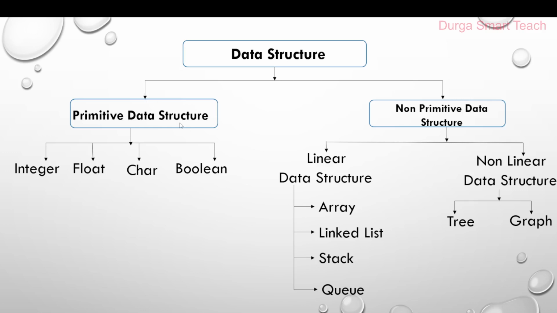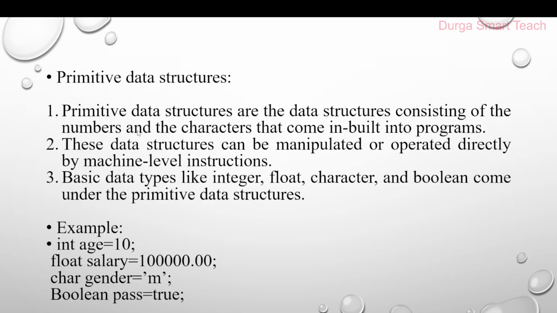The first one is primitive data structure. So we all know what is data structure. Primitive data structure consists of numbers and characters that come inbuilt into the programs. So primitive data structures are also known as inbuilt data structures. These data structures can be manipulated or operated directly by machine level instructions. The basic data types like integer, float, character and boolean come under the primitive data structure. Why? Because integer, float, character, boolean, all these are built-in data types. That's why these are known as data structures, because by using these we can store the data in a proper format.